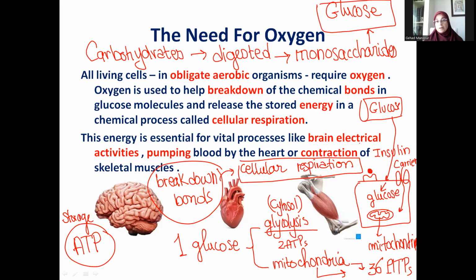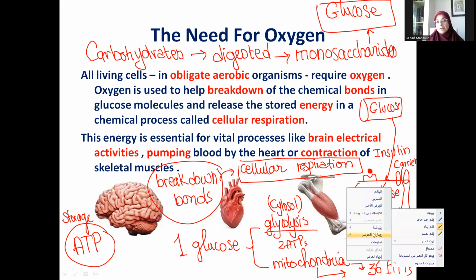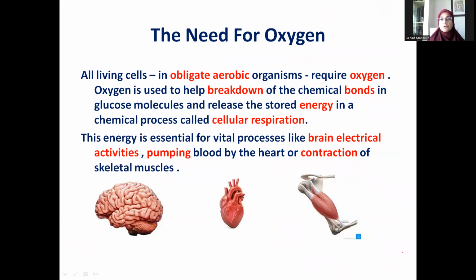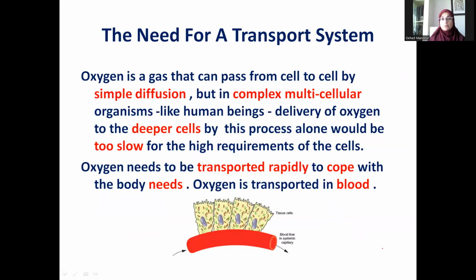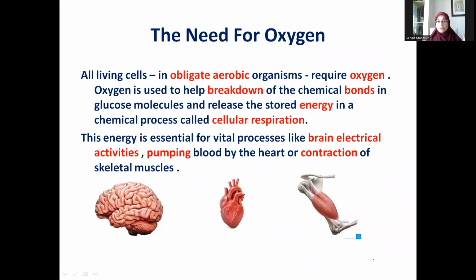Okay. And as we said before, this energy is used for active processes like electrical activities of the brain. Whenever you solve a math problem, whenever you reflect on a question in biology, your brain cells require energy. Whenever you move a limb, your muscles contract and need energy. Whenever your heart contracts and beats, the cardiac muscles require energy. So that's why we need oxygen.